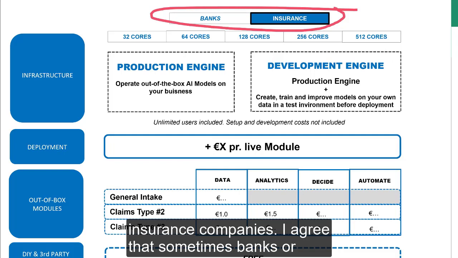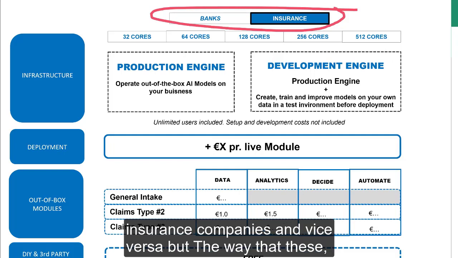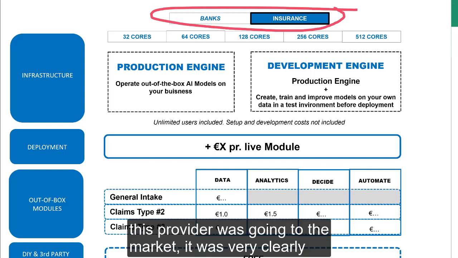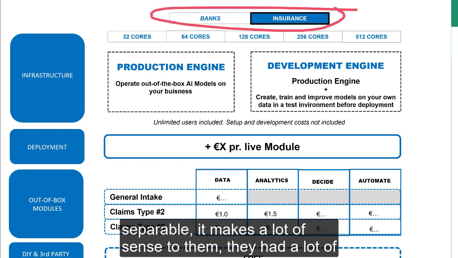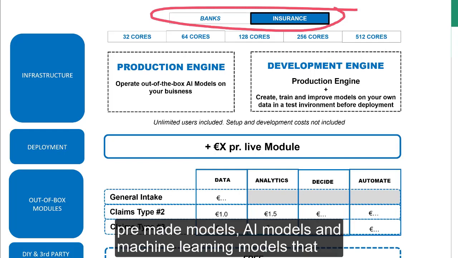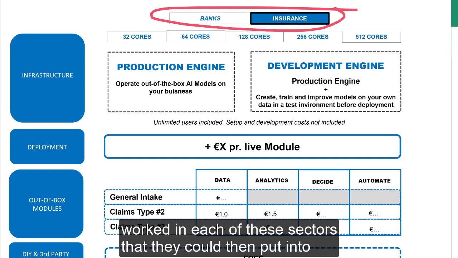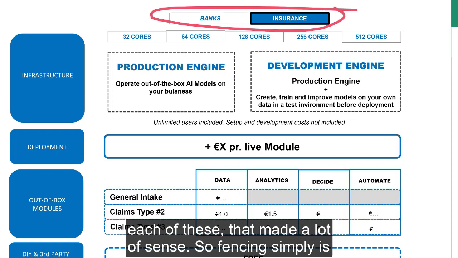I agree that sometimes banks are insurance companies and vice versa, but the way that this provider was going to the market, it was very clearly separable. It makes a lot of sense to them. They had a lot of pre-made AI models and machine learning models that worked in each of these sectors that they could then put into each of these. That made a lot of sense.